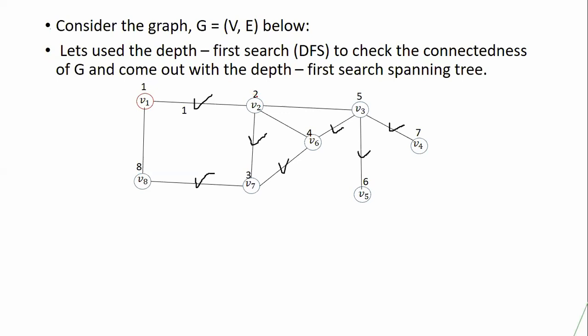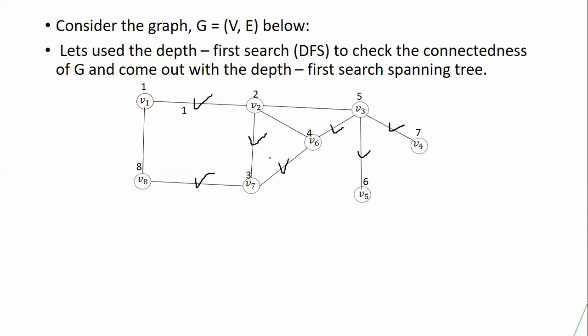Then from V2, the adjacent vertices are V1, V7, V6, V3. But since we have used V1, we can't go to V1 again. Don't forget, we are using every vertex once. So we are left with V7, V6, V3. We can choose any one of them. I chose V7, so I number it 3. Then I tick the edge V2, V7 as used so that I won't come back to it again. I hope everybody is following.